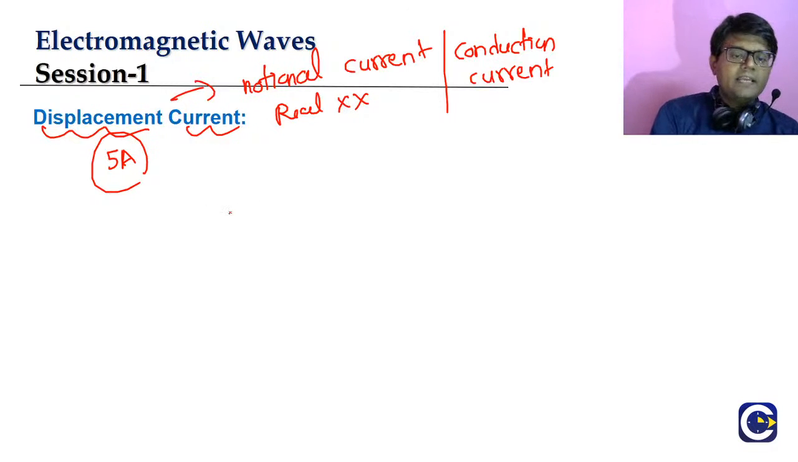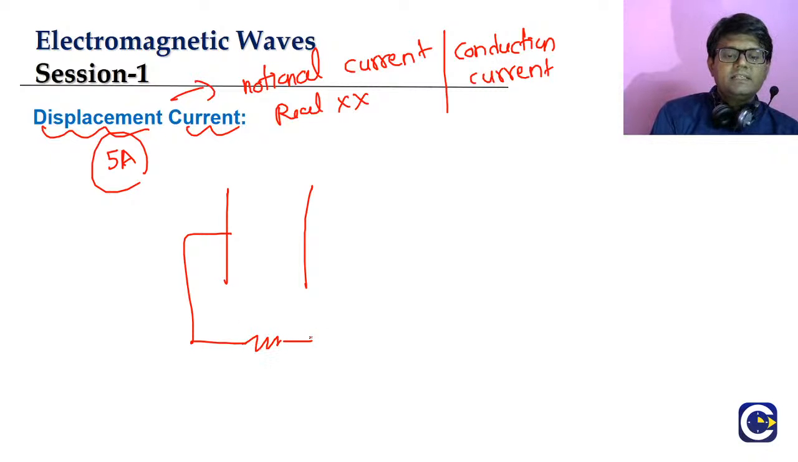Now let us again take the same example. We have the capacitor plates. This is basically what we call a charging circuit. What do we call it? We call it a charging circuit.